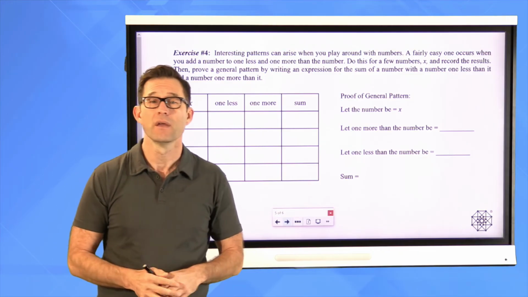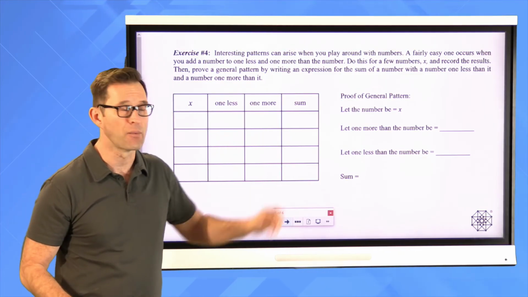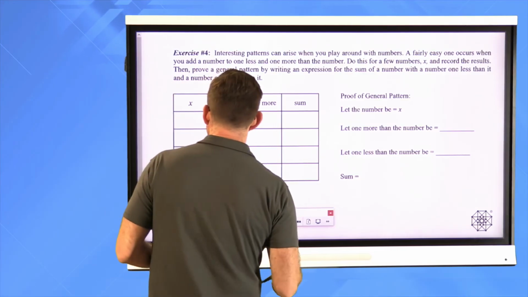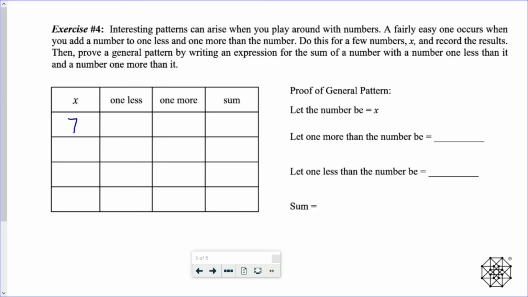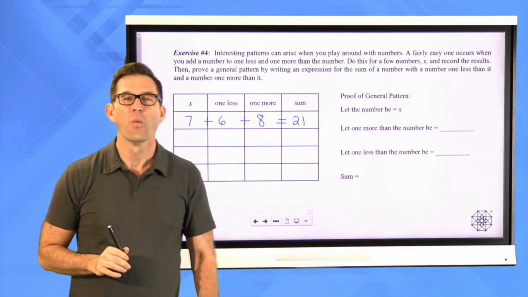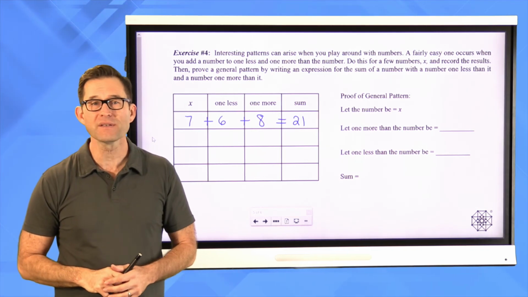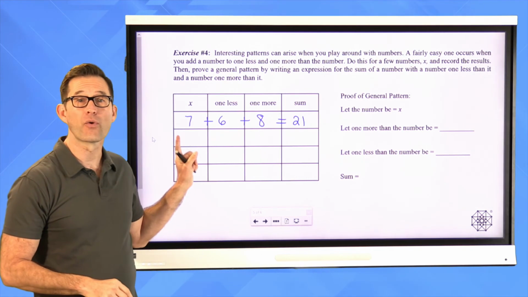For instance, here, let me fill in one line of this table. Let me pick a random value of x. Let's say we had x equals 7, right? 1 less than that would be 6. 1 more than that would be 8. And if I add those together, 7 plus 6 is 13, plus 8 is 21, right? If I then add these 3 together, I get 21. All right.